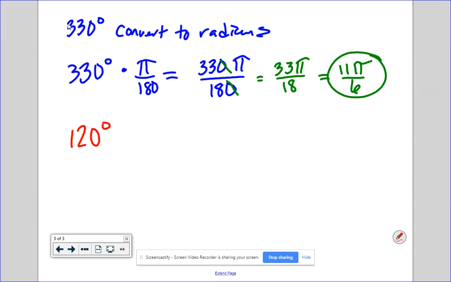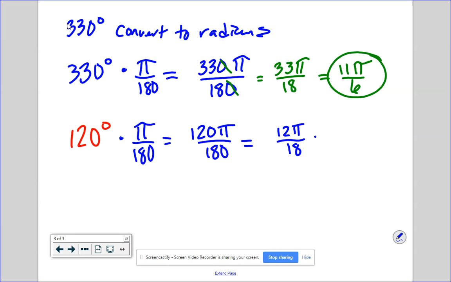Okay? What do we multiply by? 120 times pi over 180, right? So you get 120 pi over 180. Both end in 0, so I divide by 10. Both are divisible by 6. So I get that that is 2 pi over 3.